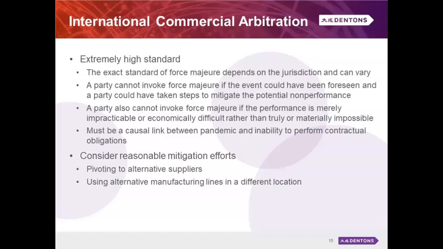Then a party needs to think, what steps could it take in order to mitigate the impact of the pandemic? Again, taking the example that I just cited, can a company pivot to find supplies and materials from another supplier, even if it is at a higher cost? Or can a party switch its manufacturing to a different facility that is less impacted by a COVID flare-up or other kinds of governmental restrictions? So these are the steps that a party needs to think through to see whether or not it has mitigated the impact of the pandemic.